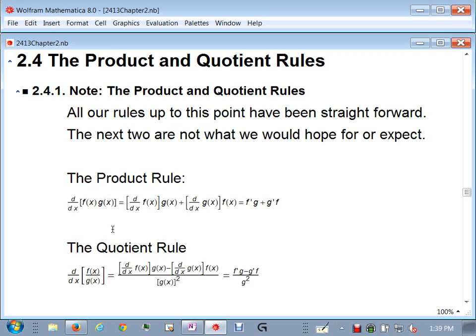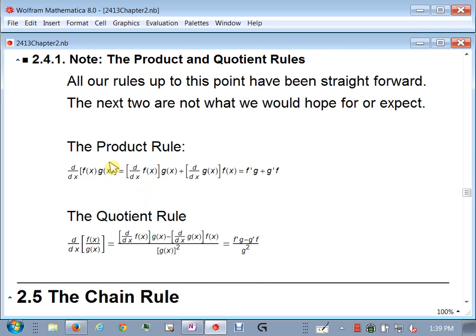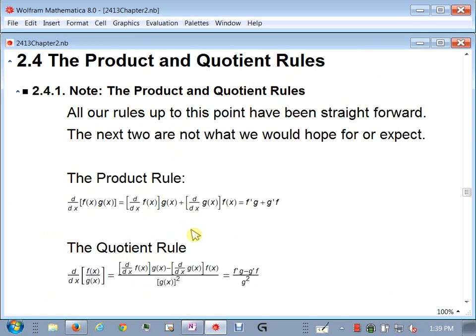2.4 is, there's 2 rules in this section. We call it the product and quotient rule. Then after this, next week, we'll talk about the chain rule. Chain rule by far is the most important one, and it's the most difficult one. But like anything else, you have to get these down before we can get to that one. So right now, up to this point, that's it. Those are the notes for that section, right? That's all. It's just those 2 formulas.